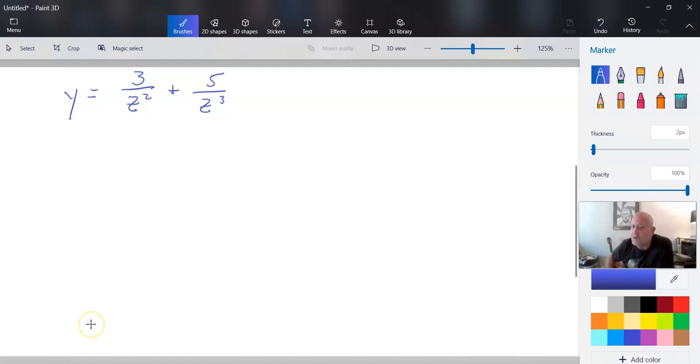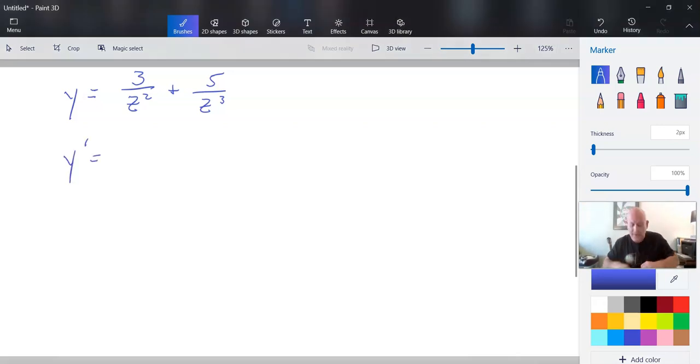Pause it right here and see if you can figure out how the power rule applies to this, and then we'll work it out together. But pause it right here and see what you can get. Okay, so I'm assuming you've paused it and you've worked on it. Hopefully what you found, and by the way, you are looking for y prime.